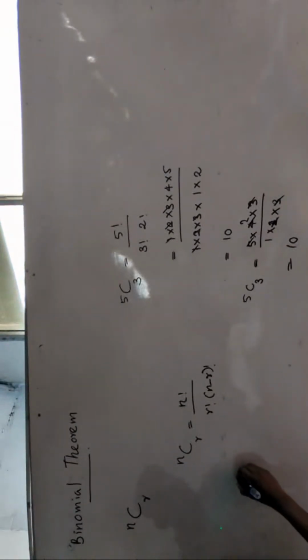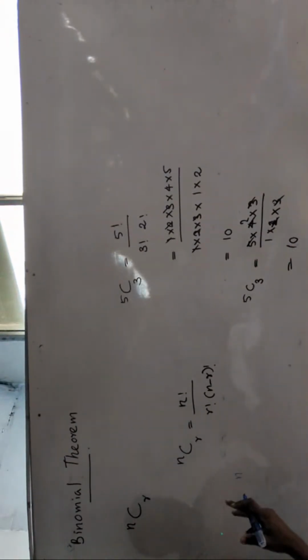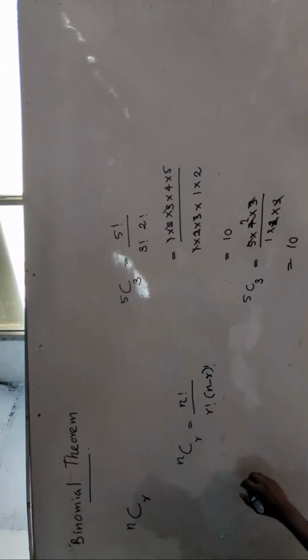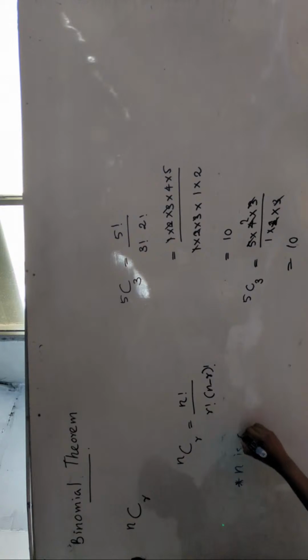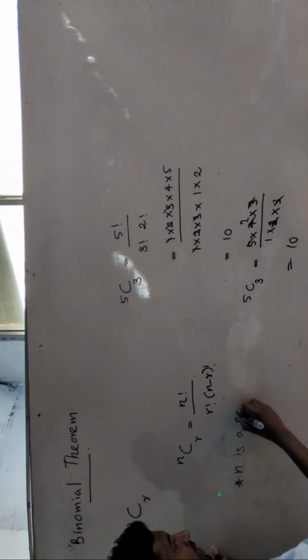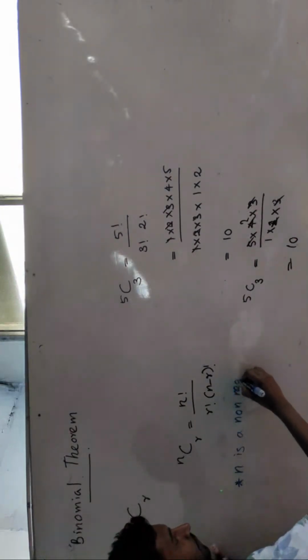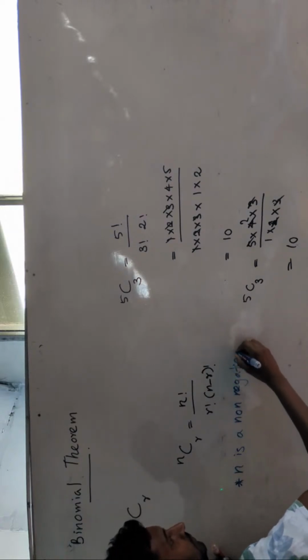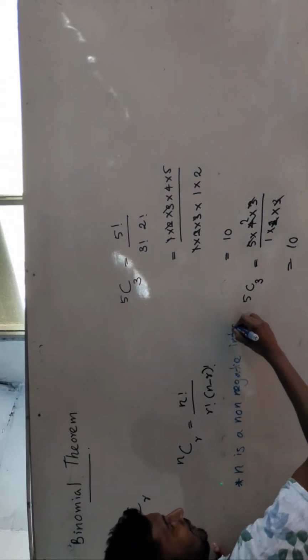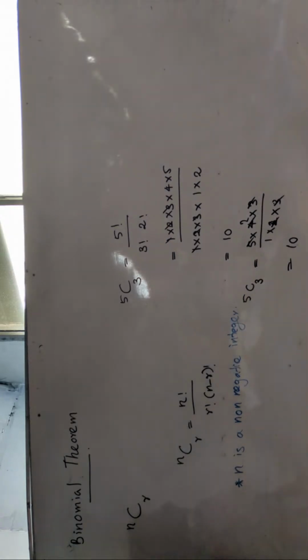Condition is here. n can be 0, or we can say that n is a non-negative number. I'm going to put a star and write down that n is a non-negative integer. So non-negative integer means what? That means it can be 0 or it can be a positive value. It can't take a negative integer, but it can be 0 as well.